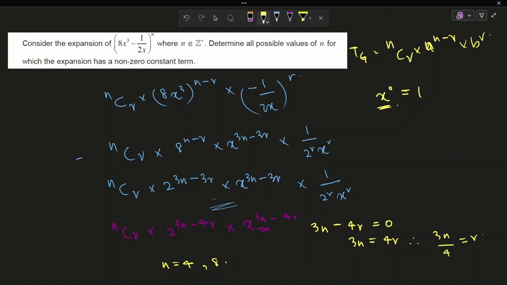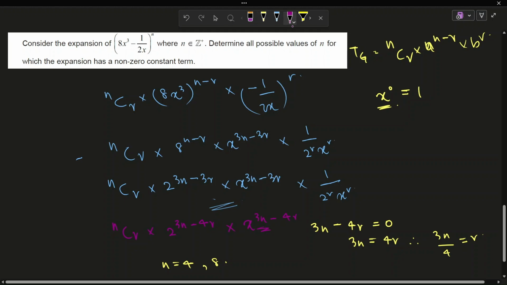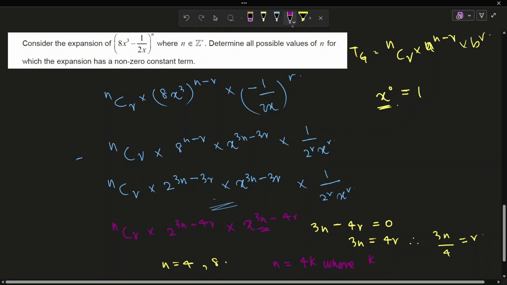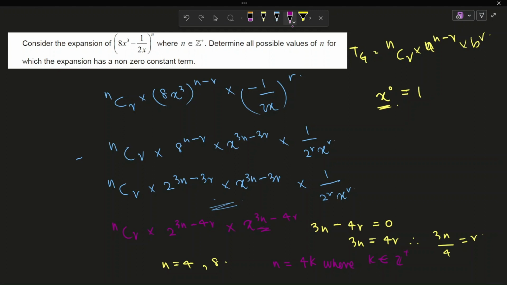Therefore, the only answer to this question is that n is equal to 4k, where k belongs to positive integers. Now, we have to state it for a method mark and the answer mark because they will not assume what you mean by k. So, that's it for binomials. Practice, take notes, and please don't forget this.